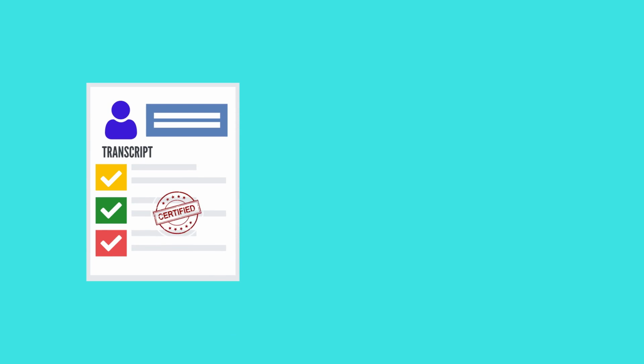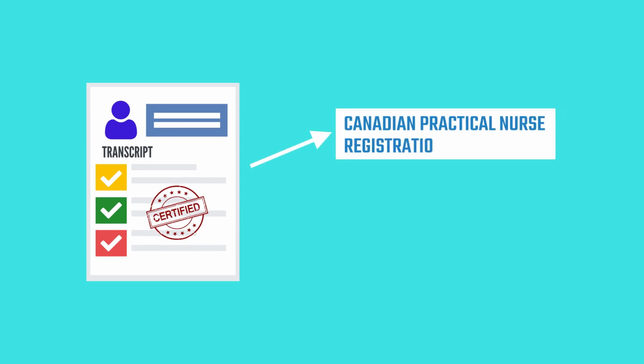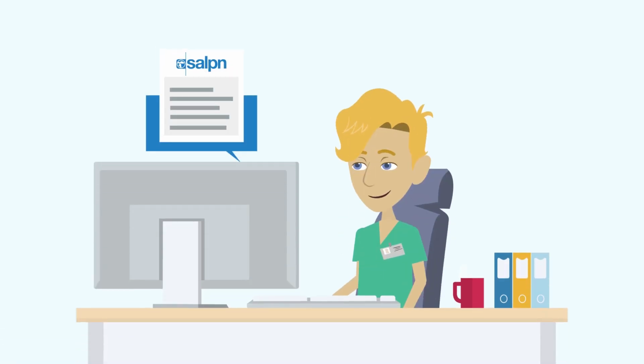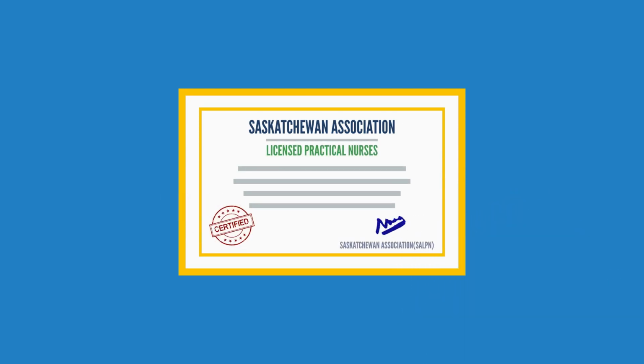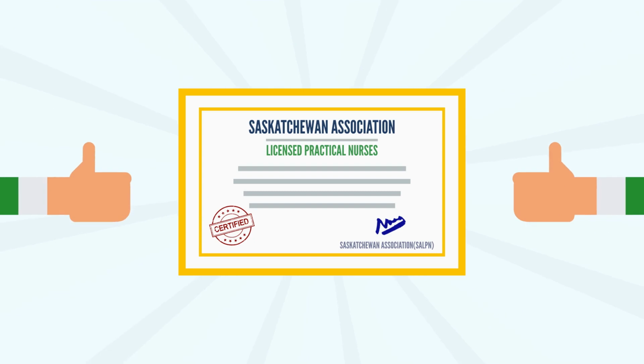Once the CLPN receives your transcript indicating course completion, you become eligible to appear for the Canadian Practical Nurse Registration Examination, or CPNRE. When this time comes, the CLPN will provide further exam details. IENs can only become licensed as an LPN in Saskatchewan once the CPNRE is passed.